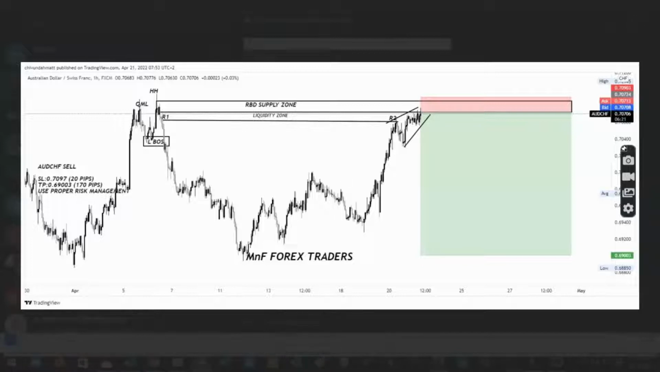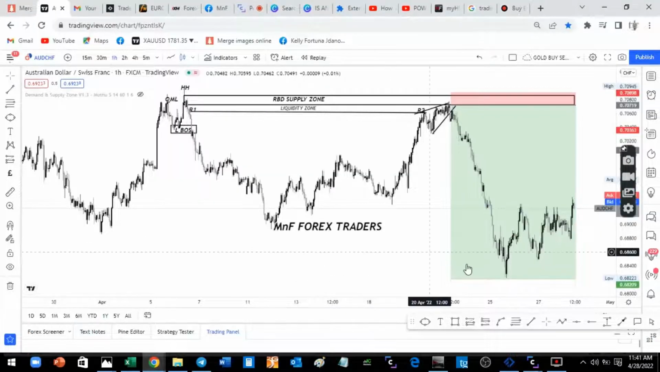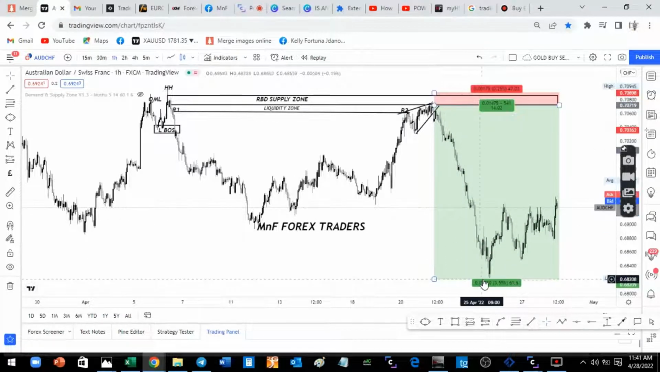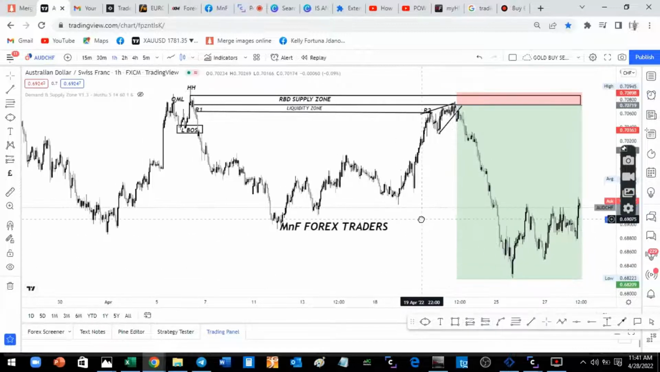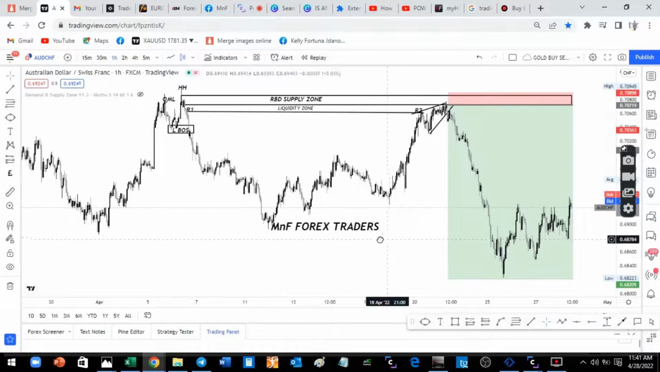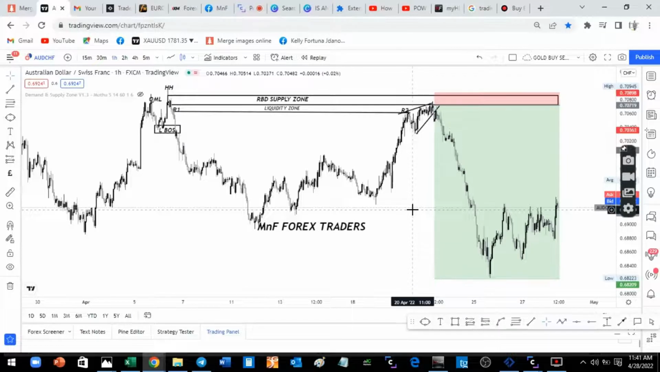Of course, this trade actually reached target last week. I was just trying to show you guys how beautiful the entry was, and look at where it is now. This was on the 21st of April, and target was reached on the 25th. So this trade literally took about 4 days to reach take profit. And this trade was a 1 to 14 risk to reward ratio.